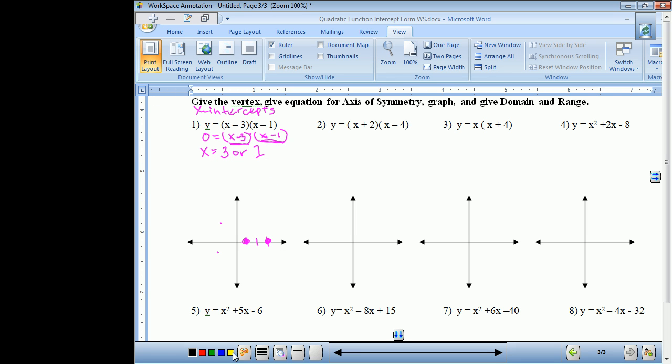Now, a few minutes ago I said that a parabola is always symmetric. So, the line of symmetry would have to be halfway in between those 2 points.